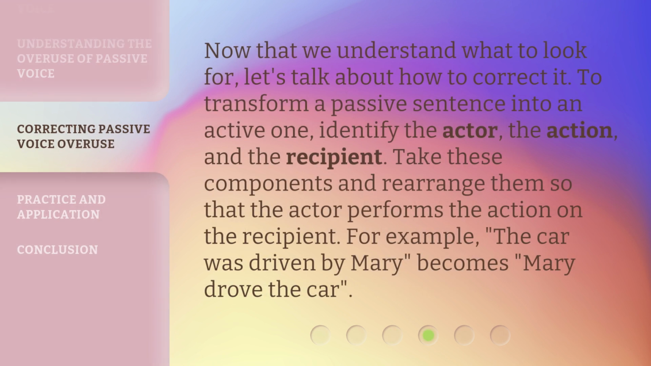Now that we understand what to look for, let's talk about how to correct it. To transform a passive sentence into an active one, identify the actor, the action, and the recipient. Take these components and rearrange them so that the actor performs the action on the recipient. For example, the car was driven by Mary becomes, Mary drove the car.